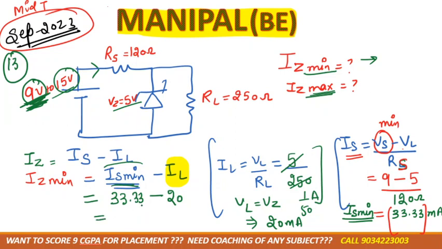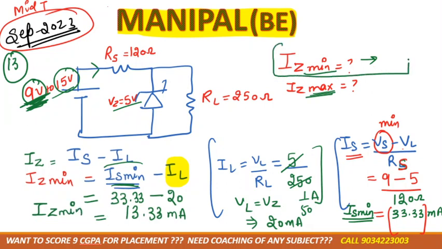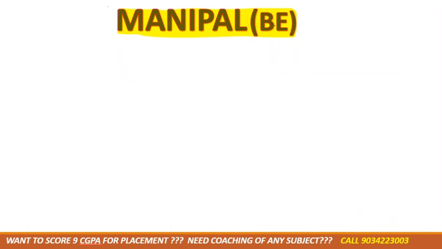Correct? So if we solve it further, tell me how much is the value. Then we'll get 13.333 milliampere as the IZ minimum. Correct? So we got one value, IZ minimum. Similarly, calculate the IZ maximum, but this time you have to use 15 volt. Understood?